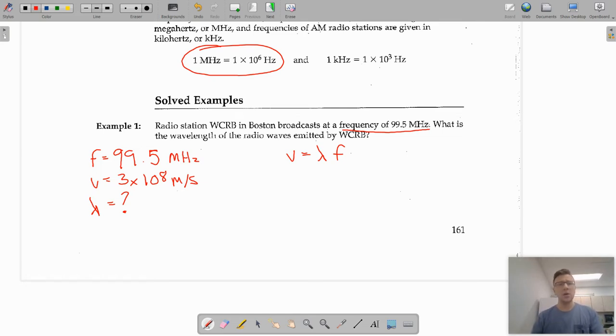The first step is to convert 99.5 megahertz to just hertz. I like using the chemistry style conversion here with the fractions. 1 megahertz goes on the bottom so that the megahertz cancel out, and 1 megahertz is equal to 1 times 10 to the 6 hertz. So all we're going to do is multiply 99.5 times 1 times 10 to the 6.